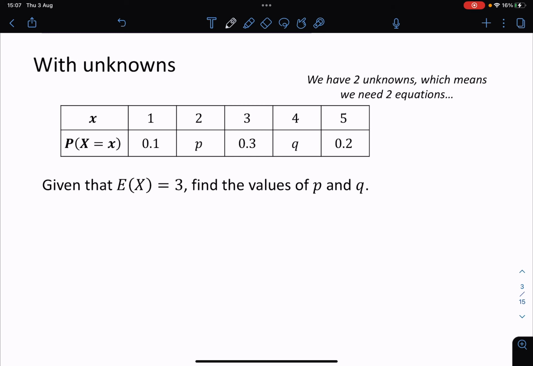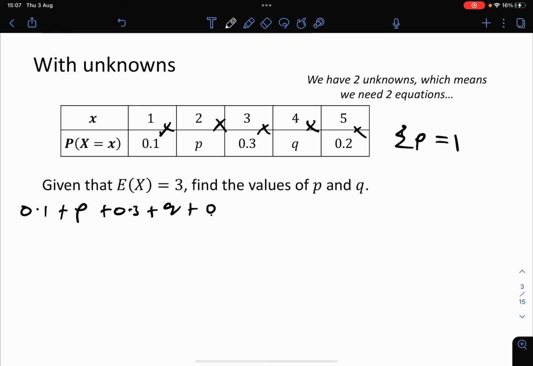Now, we know from our A-level maths knowledge that the sum of p will be equal to 1. So what we're going to do is multiply these together, just as we did previously. Let's do that. If E of x is going to be 3, find p and q. So we've got 0.1 plus p plus 0.3 plus q plus 0.2 is going to be equal to 1. That's just one equation. Let's sort that out. p plus q is going to be 0.4, i.e. q is going to be 0.4 minus p. It's probably better writing it that way around.